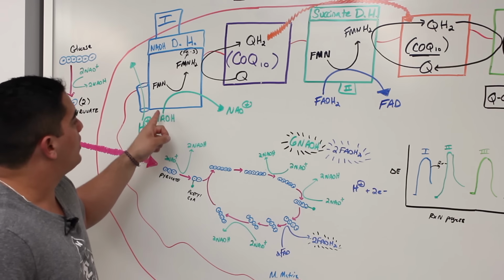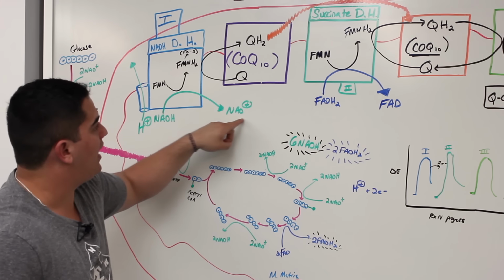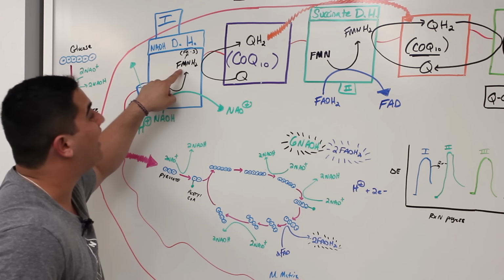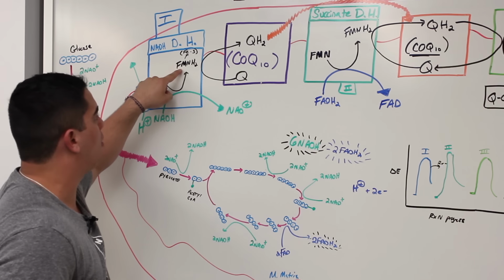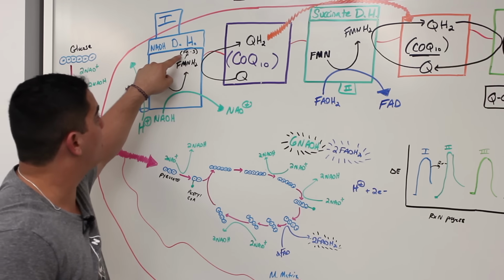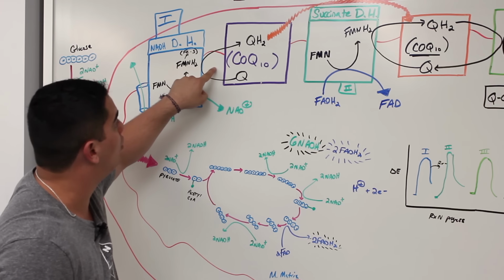Anyway, once this NADH passes electrons, it goes to NAD positive, and then this FMN gets converted into the reduced form, FMNH2. And technically, this FMN, or reduced form, is going to pass it on to a bunch of iron-sulfur cluster proteins, which is then going to pass those electrons on to who?